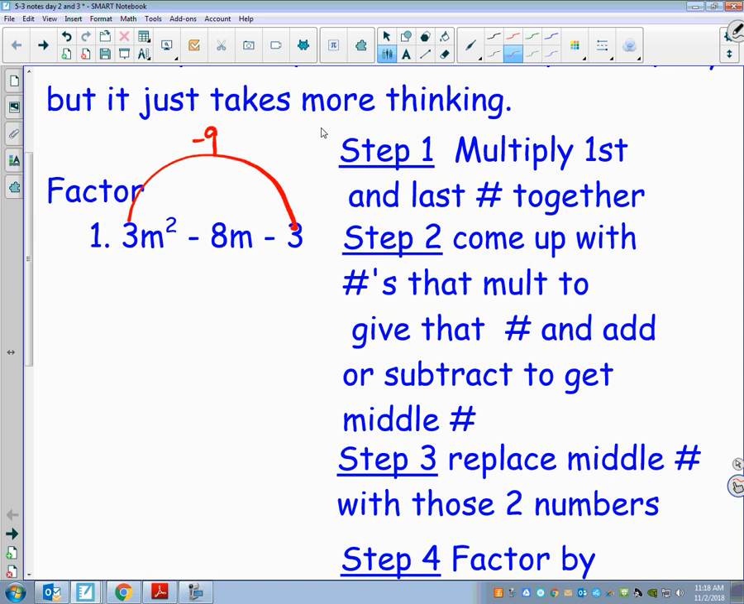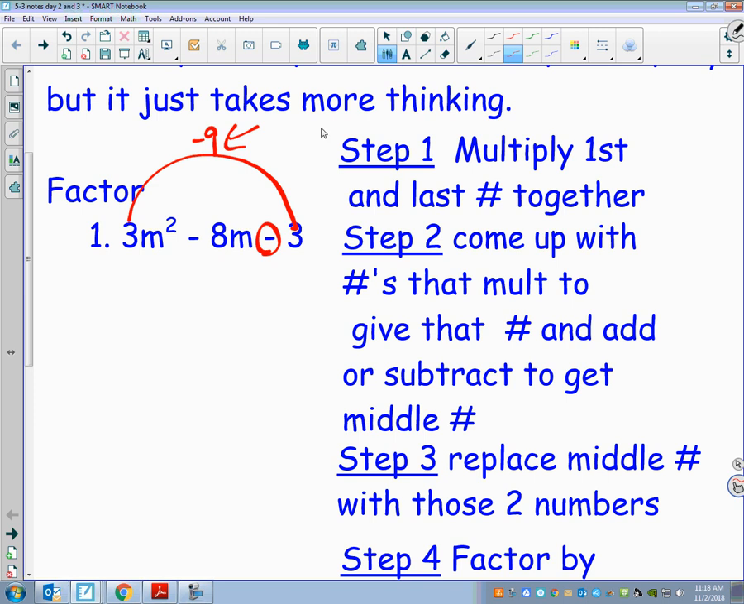Now it's the same question as yesterday when there's no number in front, but now you say what multiplies to give me this number that adds or subtracts to give me this number. And again, this sign determines it. So come up with numbers that multiply to give you that number at the top of the rainbow and add or subtract to give you the number in the middle.